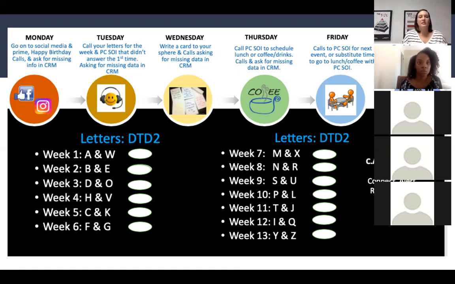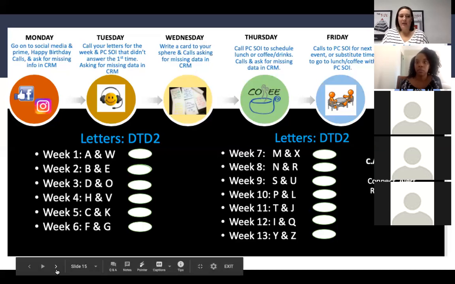On Tuesdays, they call the letters. They contact their sphere of influence that didn't answer yesterday, and then they connect with any missing data. On Wednesday, they write note cards to people in their sphere and then call and ask for missing data. Thursday, they call their sphere and ask people if they want to have lunch or coffee. Ask for missing data in the CRM. On Friday, you see how it just goes on and on and on. But it's very systematized what they're doing. And that's how you can do something at a scalable level.